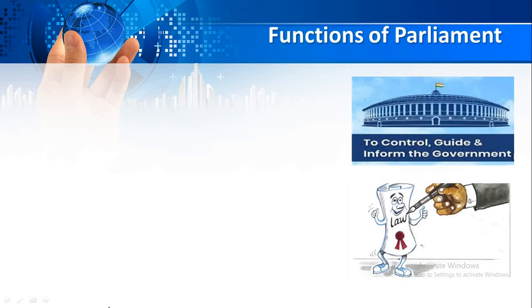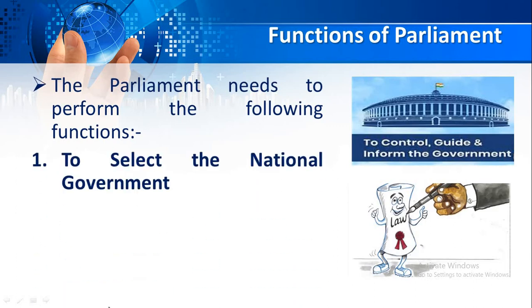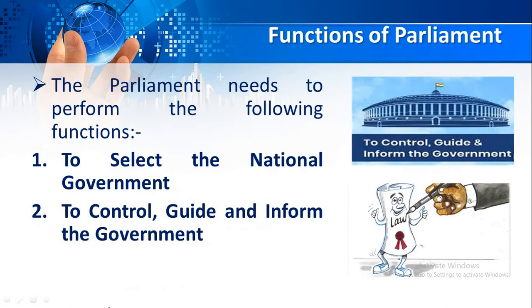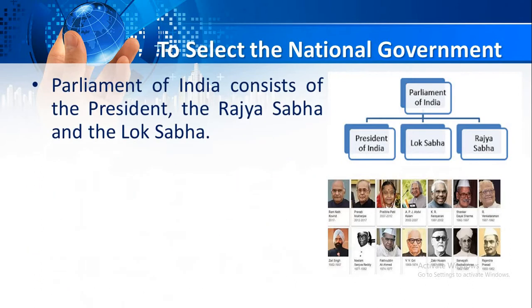The functions of Parliament are: first, to select the national government; second, to control, guide and inform the government; third, lawmaking. Let us learn each function of the Parliament in detail. First is to select the national government.